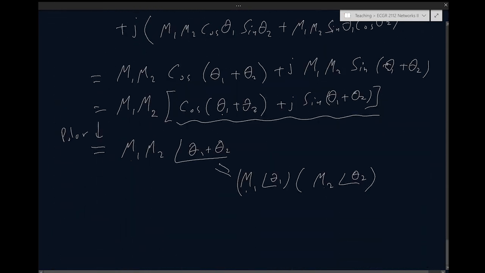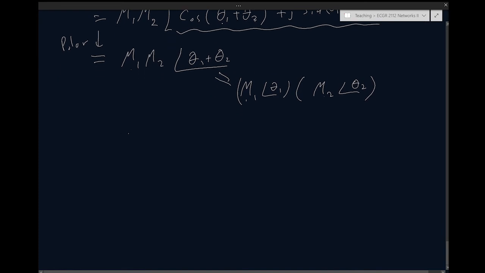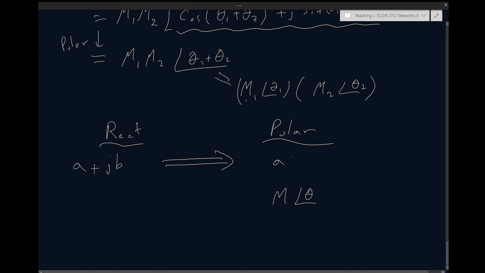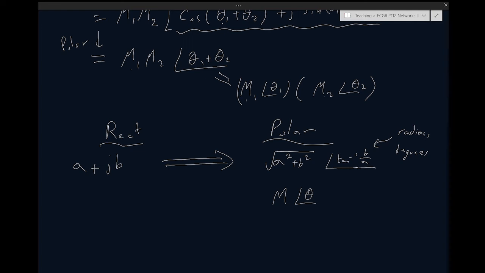Okay, so let me summarize. We have the rectangular representation, A plus jB, and the polar representation, M theta. I can transform from the rectangular to the polar by this transformation, right? And the angle is tan inverse of B over A. The angle could be in radians, could be in degrees. It doesn't matter much, but typically in electrical engineering in that form we use degrees. It's just a matter of convention. I would accept both, it's fine, but you have to tell me the units of the angle. If you're using radians, you have to tell me that you're using radians.